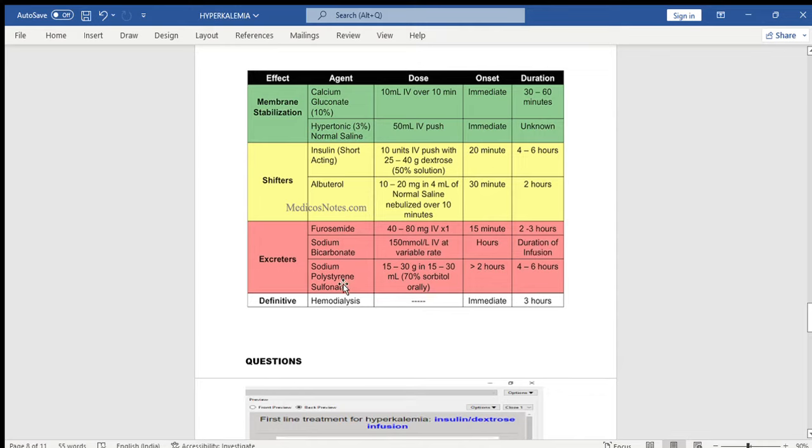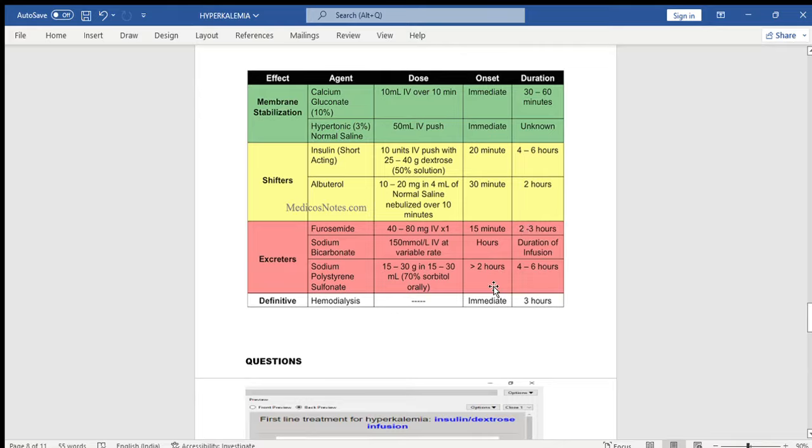The next we have sodium polystyrene sulfonate, which also goes by a common name, K-bind. Now there are 2 packets of K-bind, 15 gram and 30 gram. It can be diluted in 15 to 30 ml of 70% sorbitol, or given orally, and the onset is more than 2 hours and duration is 4 to 6 hours. So these are our permanent solution.